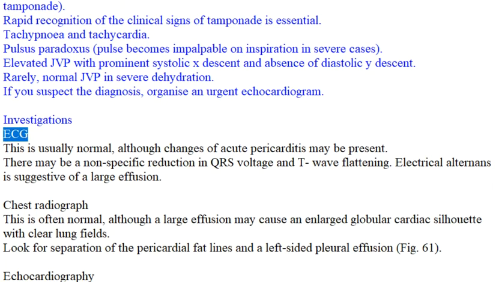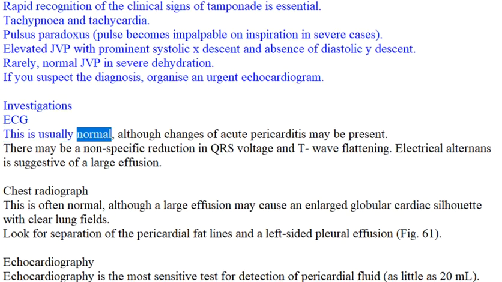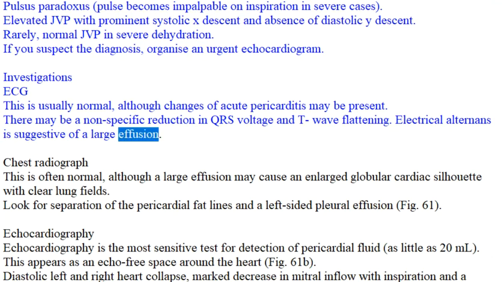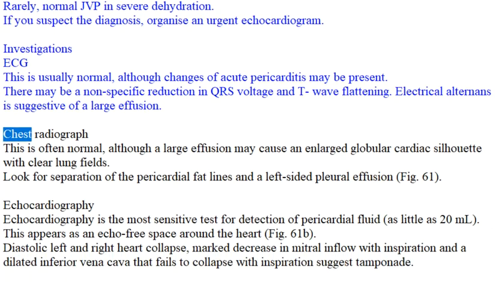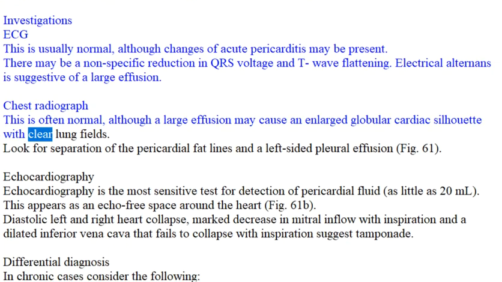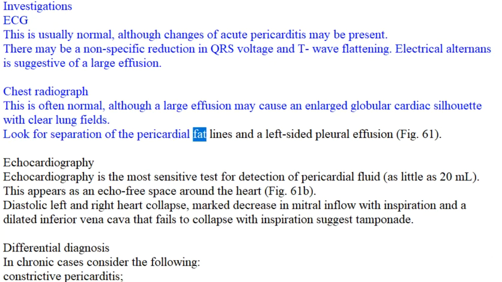Investigations. ECG. This is usually normal, although changes of acute pericarditis may be present. There may be a nonspecific reduction in QRS voltage and T-wave flattening. Electrical alternans is suggestive of a large effusion. Chest radiograph. This is often normal, although a large effusion may cause an enlarged globular cardiac silhouette with clear lung fields. Look for separation of the pericardial fat lines in a left-sided pleural effusion, Fig 61.